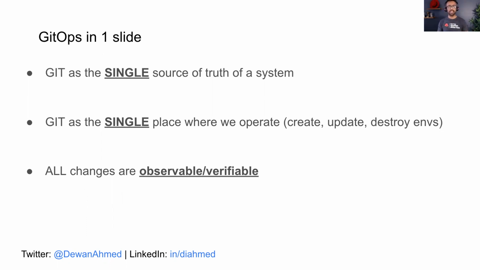Now, this slide is from Luis Faceira, and it summarizes GitOps in one slide. So we use Git as the single source of truth of a system. We use Git as the single place where you operate. We don't operate directly on the cluster. We use Git to do any create, update, or destroy of environments. All the changes are observable and verifiable.